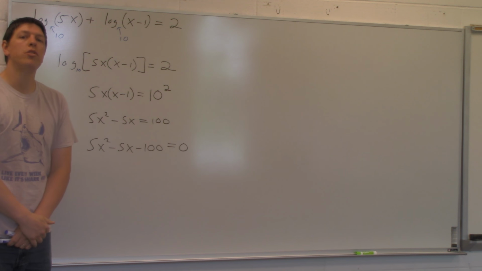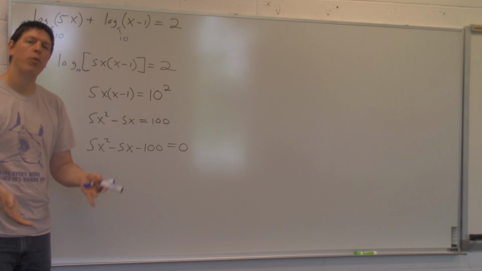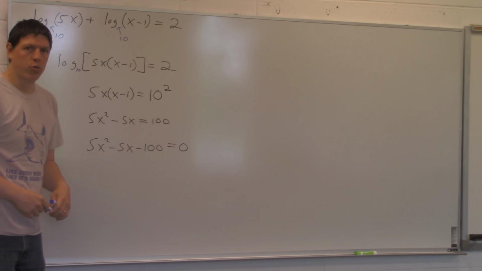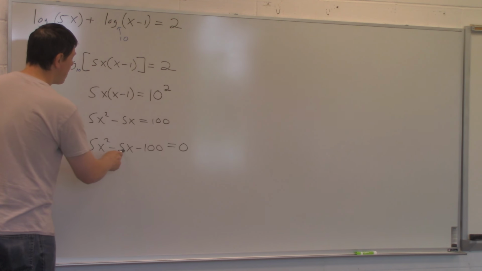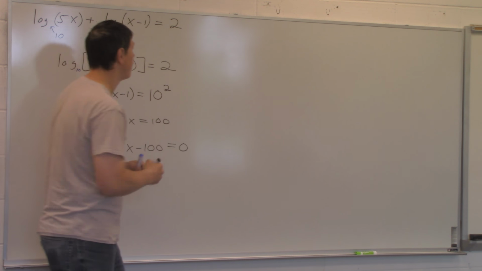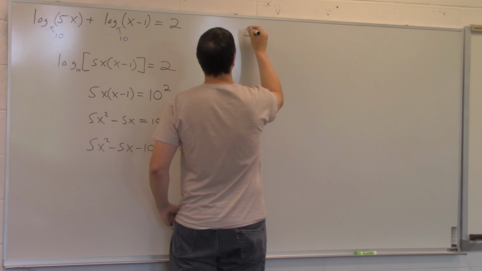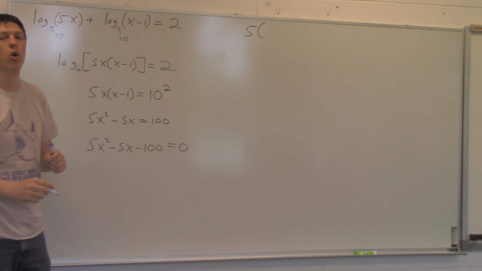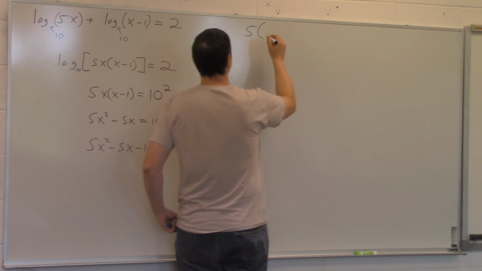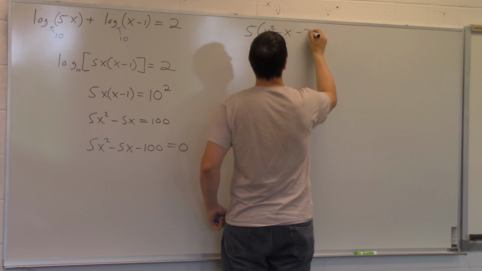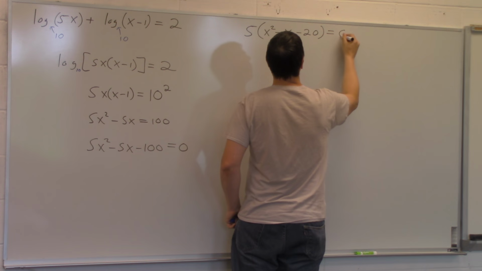At this point, there's a number of ways we could solve it. We could factor it. We could use our quadratic formula. If we felt like torturing ourselves, we could complete the square. But we're not going to do that. Let's factor this. I notice that there's a common factor of 5 in all three of the terms, so let's pull the 5 out. If I factor a 5, that really just means I'm going to divide all three of the terms by 5. So I get 5 times (x squared minus x minus 20) is equal to 0.